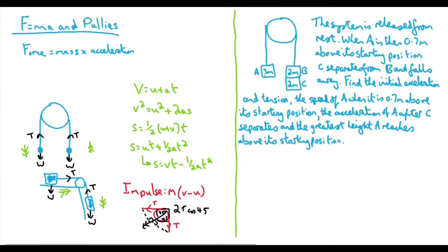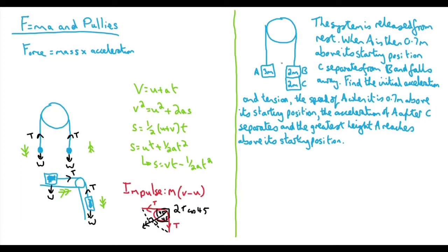However, here, this A is a single block of mass 3m. And on the right-hand side, we have both B and C connected together, each individually providing a mass of 2m. Now, the system is released from rest. When A is then 0.7 meters above its starting position, C separates from B and falls away.